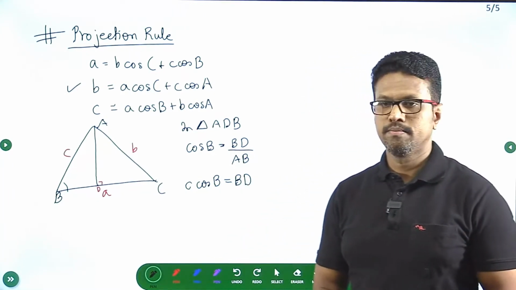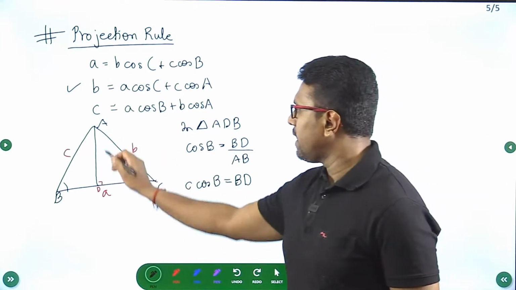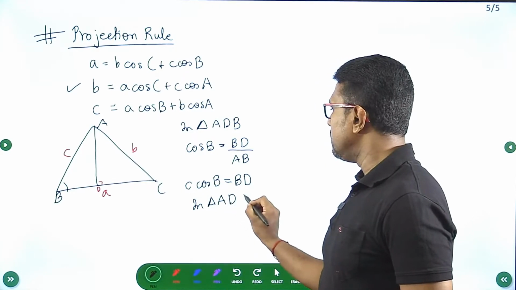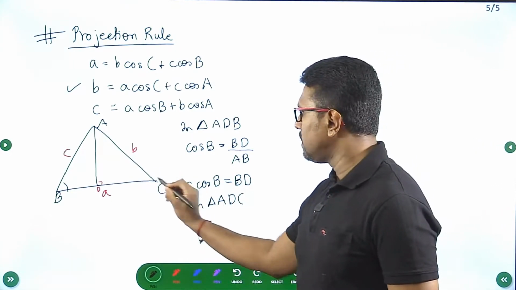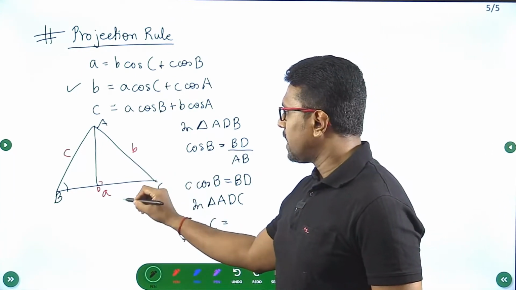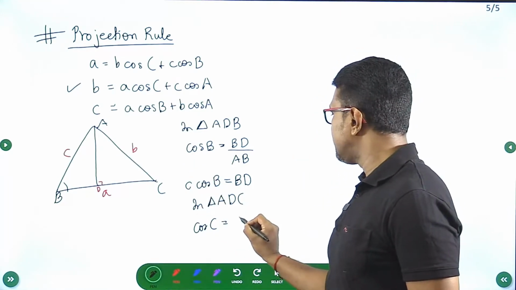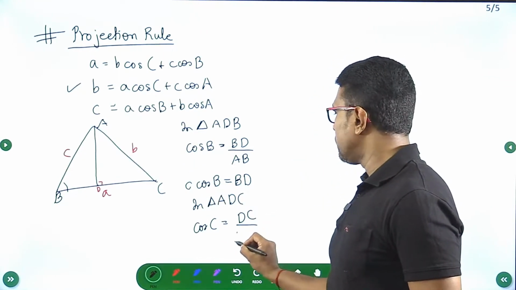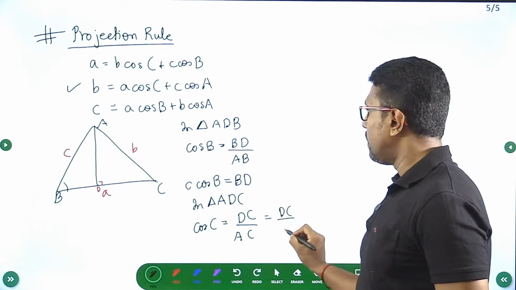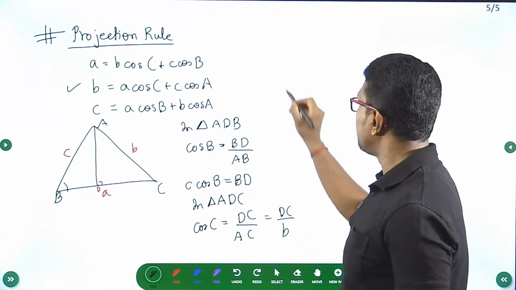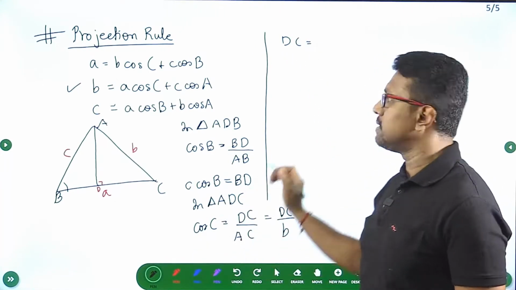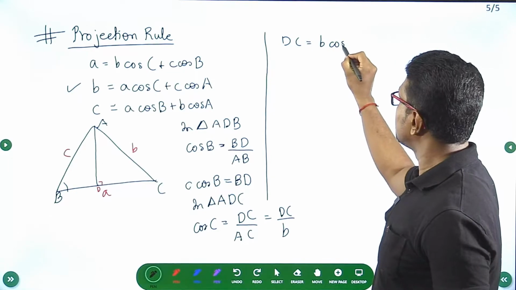C cos B. Same way in triangle ADC, we write cos C. So what is cos C equal to? Cos C will be equal to the adjacent side upon the hypotenuse. So this will be DC upon AC, so this is DC upon b. On cross multiplying we get the value of DC. So DC will be equal to b cos C. So this is b cos C.